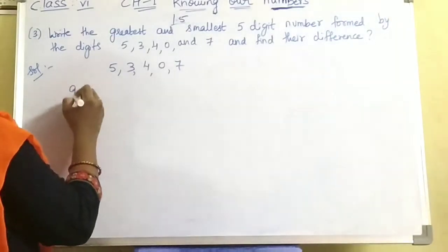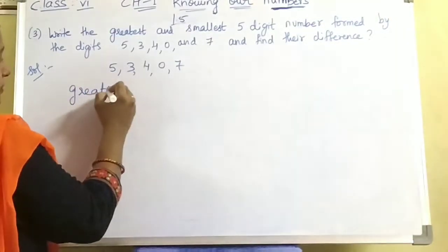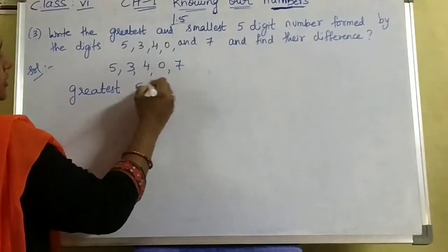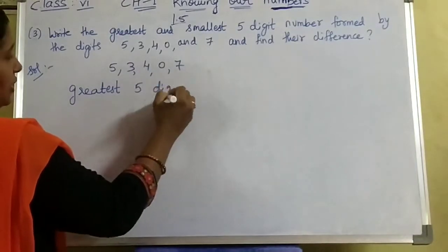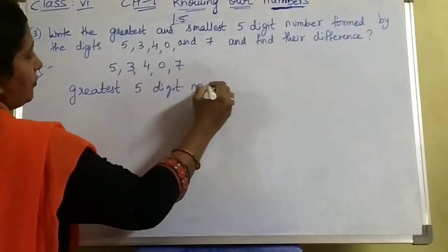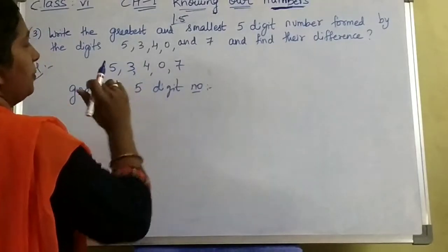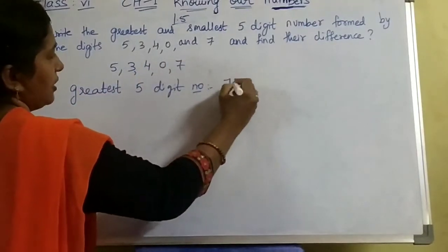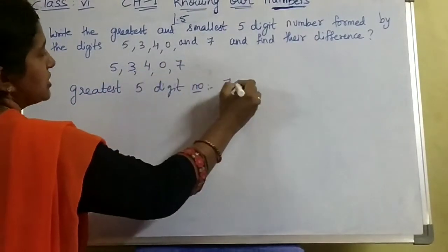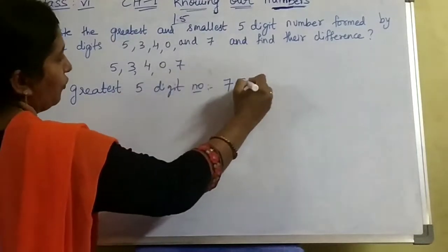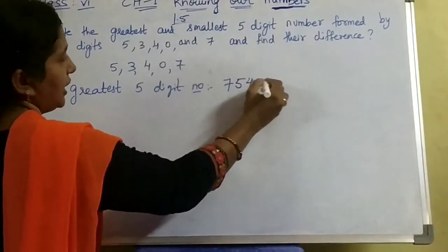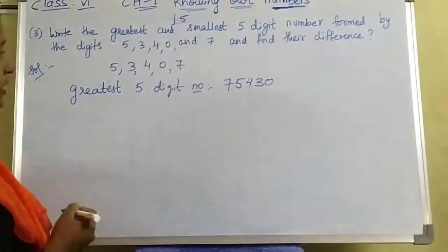So using these digits, first write the greatest 5-digit number, right? Greatest, how to write? First you should write the bigger number. Which is bigger here? 7. After 7, the next bigger one is 5. Next is 4. Next 3. Next 0. This is the greatest 5-digit number.